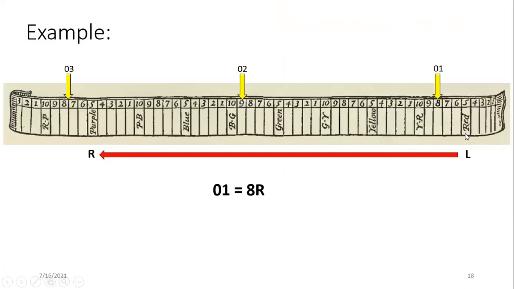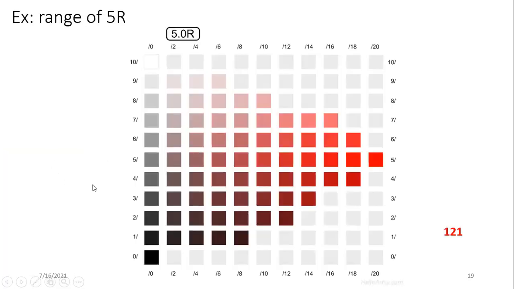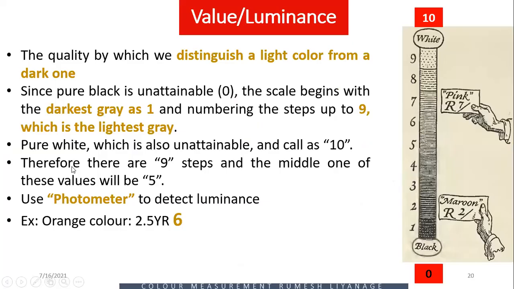The one is 8R. How to write it? 8R. Why? Normally we use the Munsell color chart from left to right. We read from left to right. Okay. Then the second example, it is 9G. Third one, 7.5P. If we read this one from here to here, then 7.5 RP, but it is wrong. The correct answer is 7.5 P.